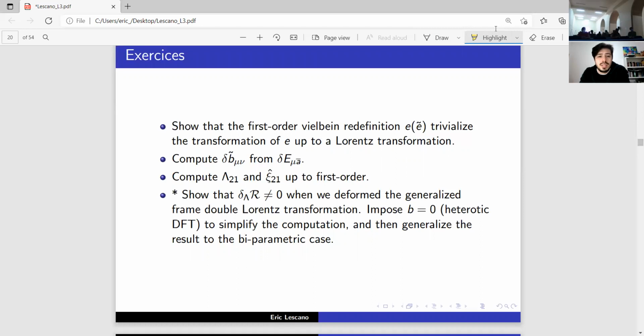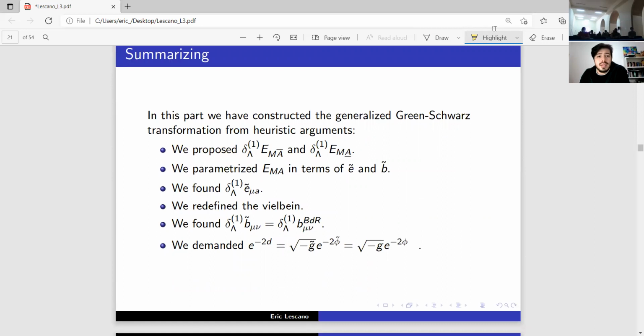So here we have some aspects to summarize. In this part, we have constructed the generalized Buscher transformation from heuristic arguments. The idea was to propose this kind of transformation for the frame field only. Then we parameterized this in terms of these tilde fields. We found that the way this tilde field transforms, we have to redefine it. Then we find this transformation is okay.